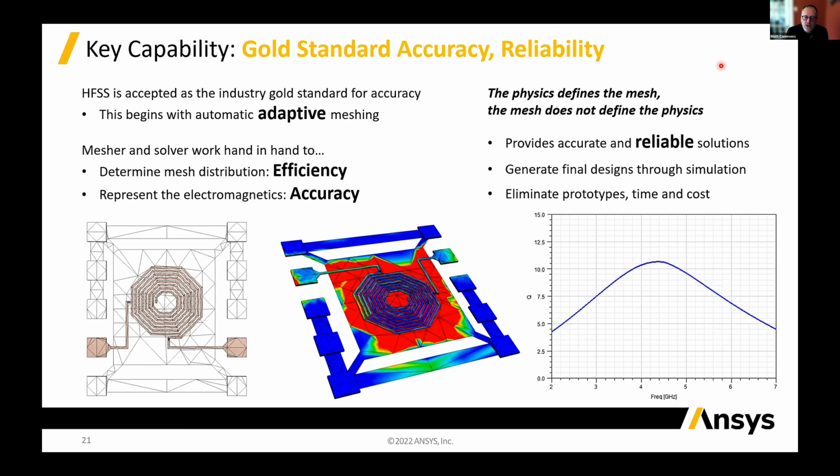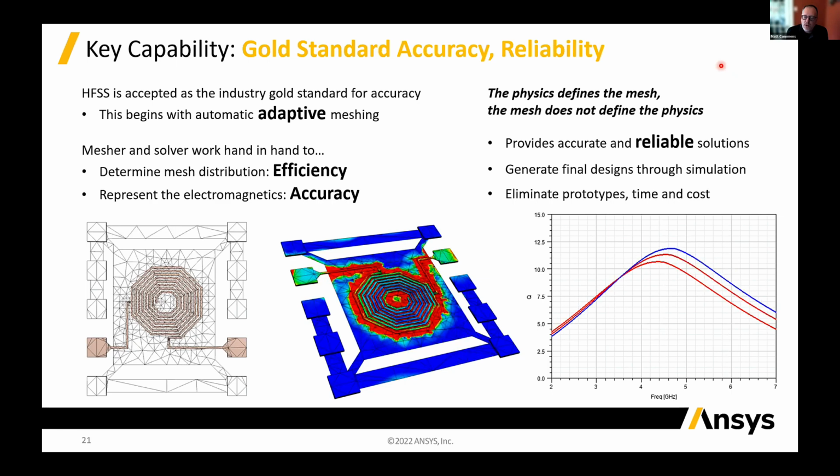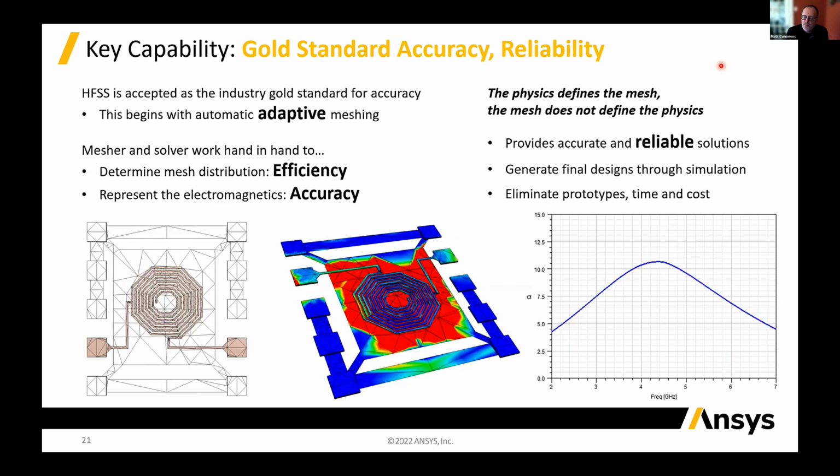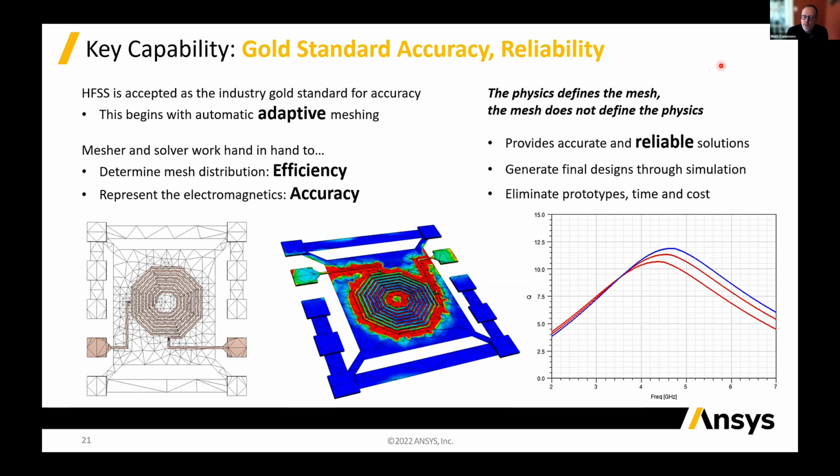And so what you're looking at here is a mesh adapting on a spiral inductor. On the right-hand side, you see the Q curve of that inductor converging to its final result. So this is what provides very, very reliable solutions that you can really make some accurate judgments and design decisions on your device. Next slide.